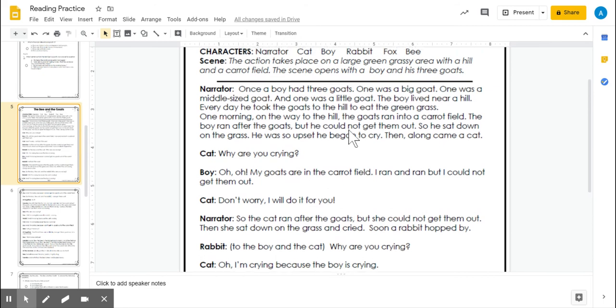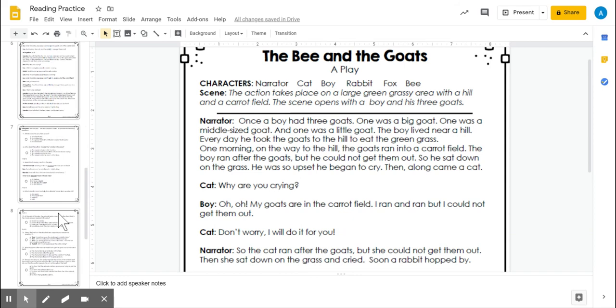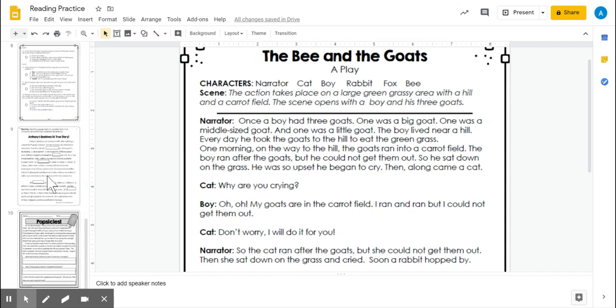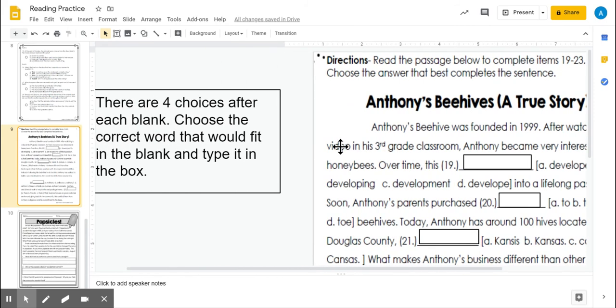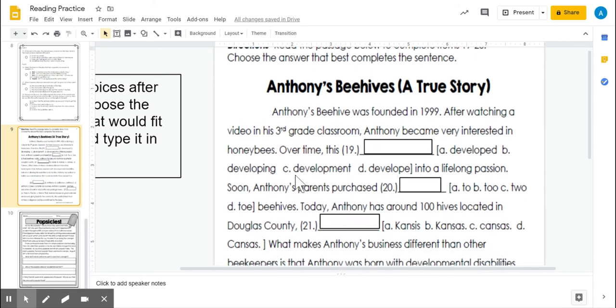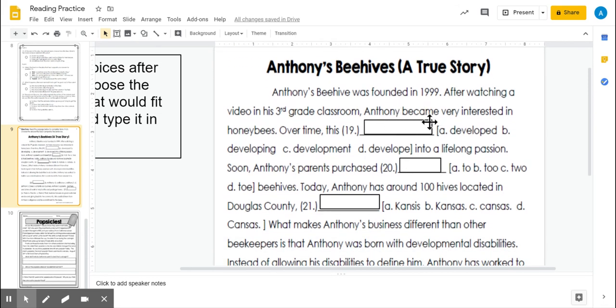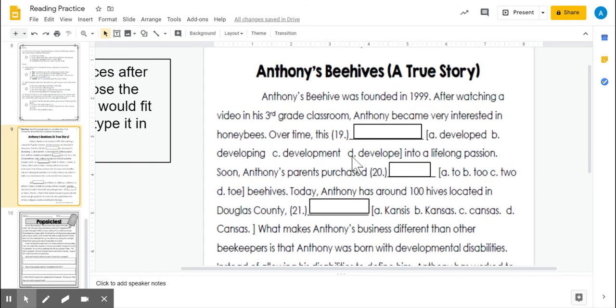So I wonder if the cat is able to get the goats out. Keep reading to find out. And then you're answering your questions. And then this last part, I have directions on the side. It says, there are 4 choices after each blank. Choose the correct word that would fit in the blank and type it in the box. So you're going to read the story, and then every time you come to a blank, there's 4 choices, A, B, C, and D, about what word should be in the blank. So it's up to you to try and figure out which one goes there.